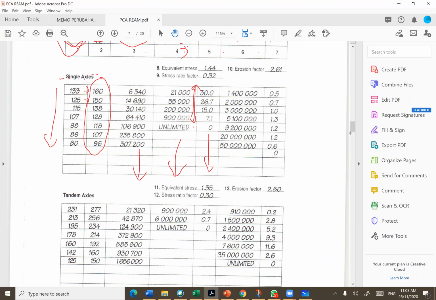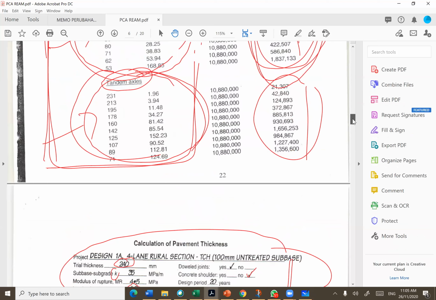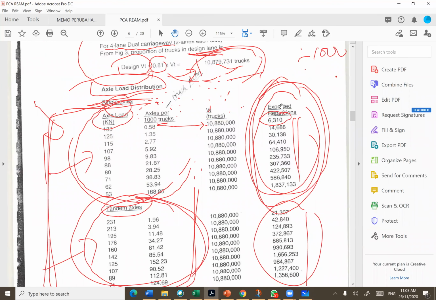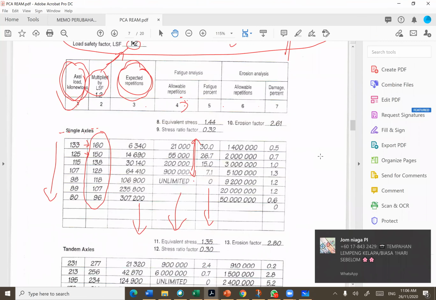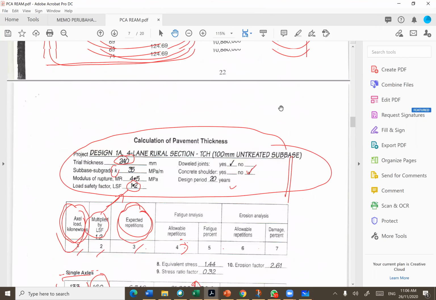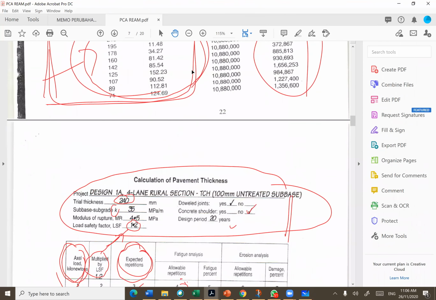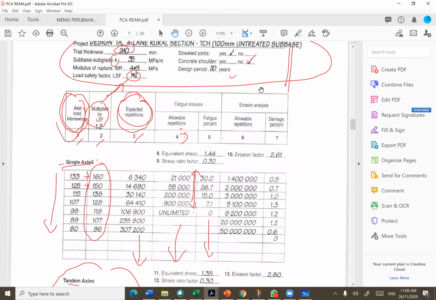So take all the expected repetitions and also the axle load group from what you have here. That will be column 1, column 2, column 3. You fill them up for both single and also tandem. For tandem, you have the tandem results right here. Okay, done. So now the analysis will be here.